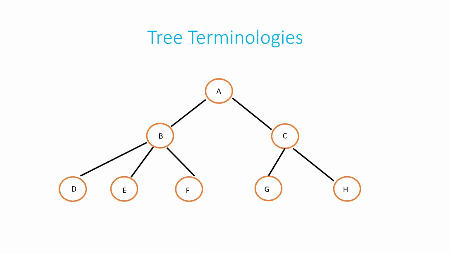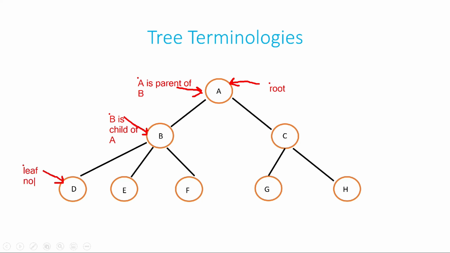Let's discuss some tree terminologies that we'll use very often. The topmost element is called root. Then let's suppose we have B. B is called child of A. And A for B is what? It is parent of B. A is parent of B. Same relation holds for all those nodes. Suppose if we talk about G, G is the child of C and C is the parent of G. So they hold the parent-child relationship between them. Nodes at the last which do not have any children, these are called leaf nodes.